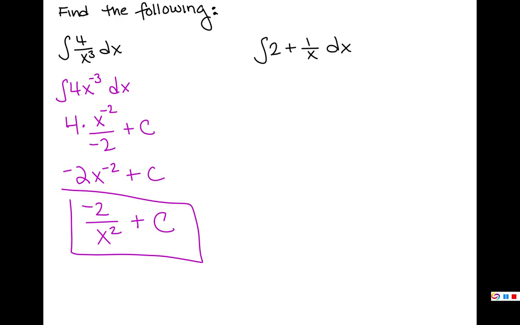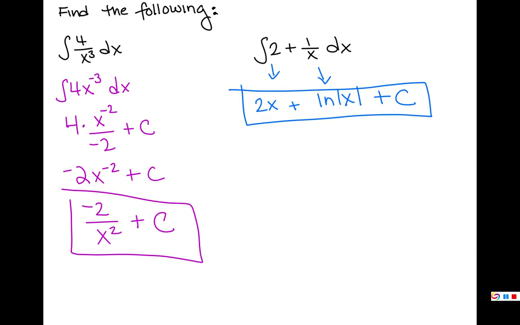All right, my second example, 2 plus 1 over x. Let's see, this one we potentially don't have to show a lot of work for because we have formulas. The 2 turns into a 2x, and the 1 over x becomes a natural log of the absolute value of x. That was one of our formulas on the previous slide.